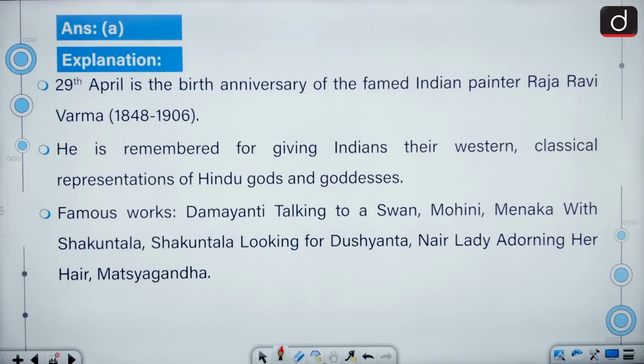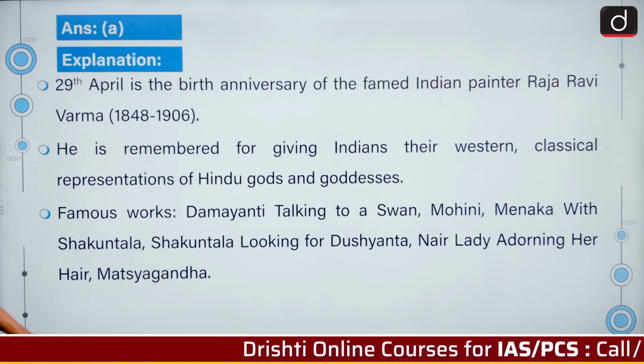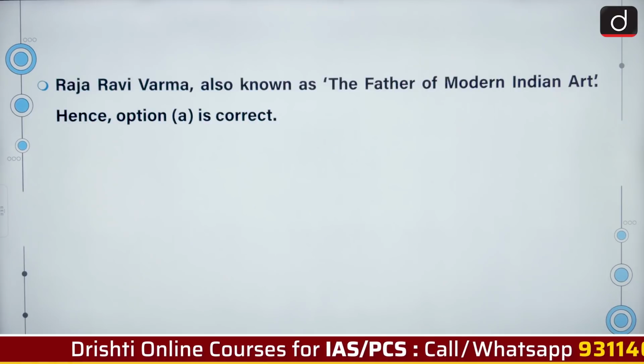29th April is the birth anniversary of the famed Indian painter Raja Ravi Verma. He is remembered for giving Indians their Western classical representations of Hindu gods and goddesses. Famous works include Damayanti talking to a swan, Mohini, Menaka with Shakuntala, Shakuntala looking for Dushyant, Nair lady adorning her hair, Matsya Gandha. Raja Ravi Verma is also known as the father of modern Indian art.